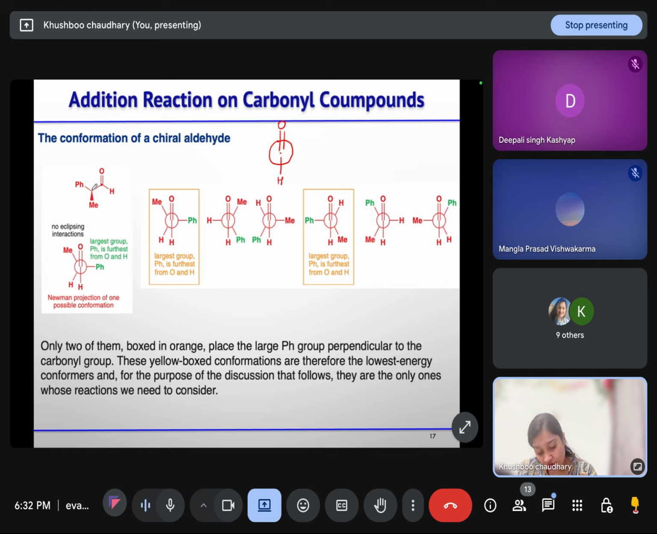Now you have three groups attached to the alpha carbon: phenyl, methyl, and hydrogen. Try to place the bulky group at a perpendicular position with respect to the carbonyl group, and then your other groups, methyl is above, hydrogen is below. Whatever is above, you can keep closer to the oxygen, and whatever is below, keep away from the oxygen. Is this clear?